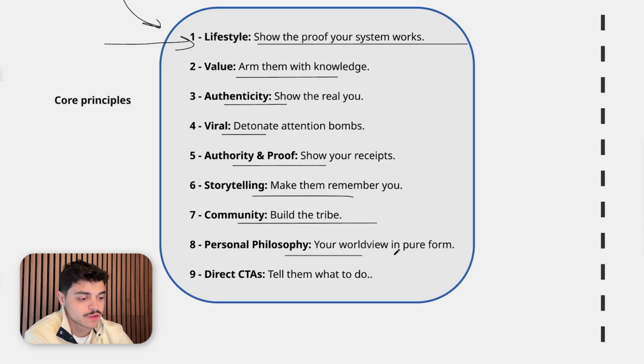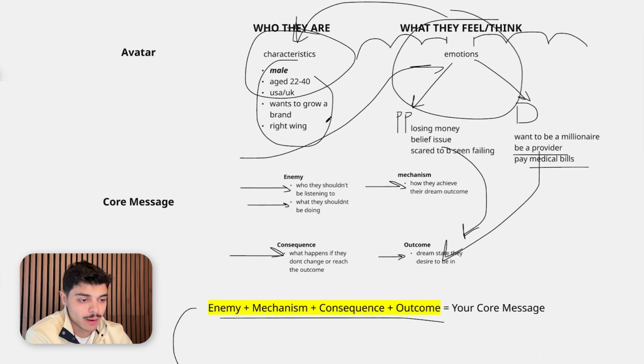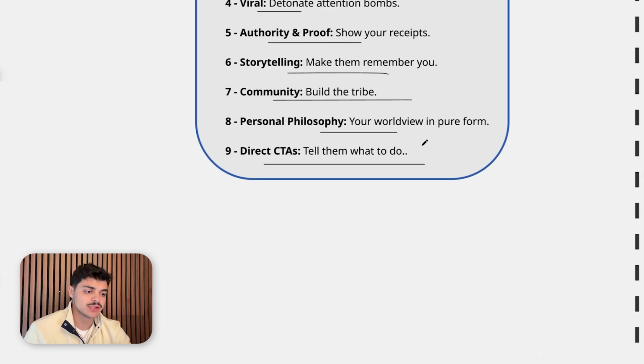That's community, personal philosophy, your worldview in pure form. Why did I tell you in this video, in the first 30 seconds, 1 minute, that I am right wing? Because it's my personal philosophy. I want to work with people that think like me and are like me. And finally, direct CTAs. I got to tell you what to do.